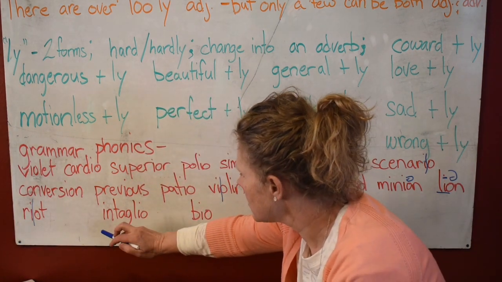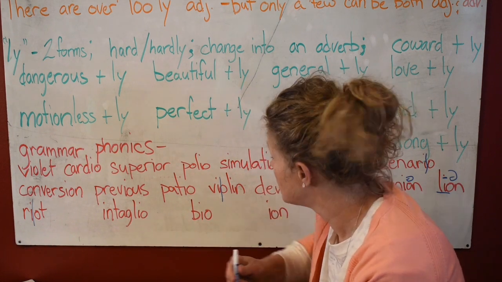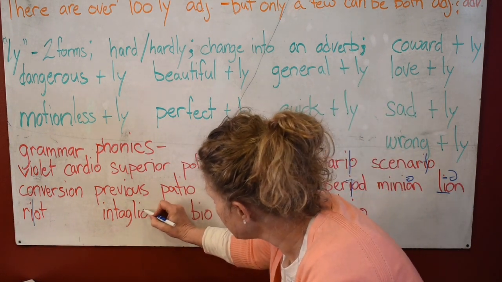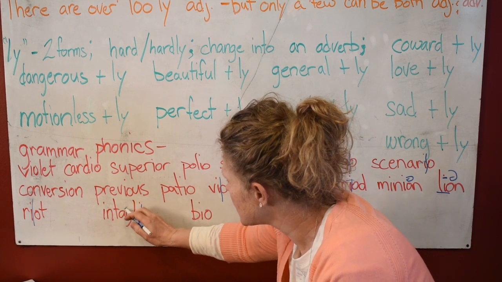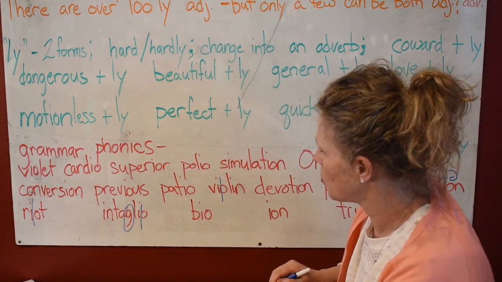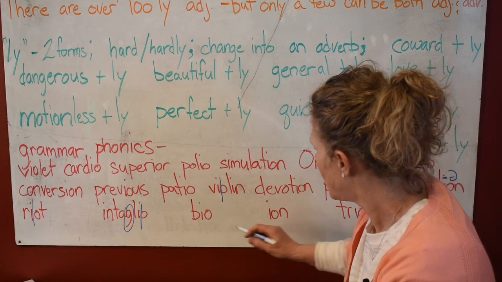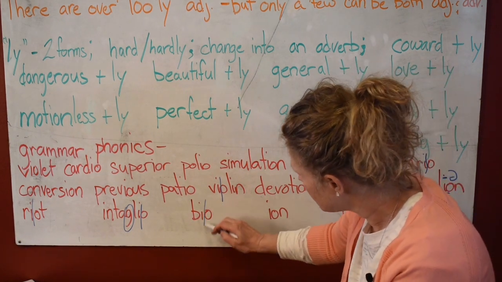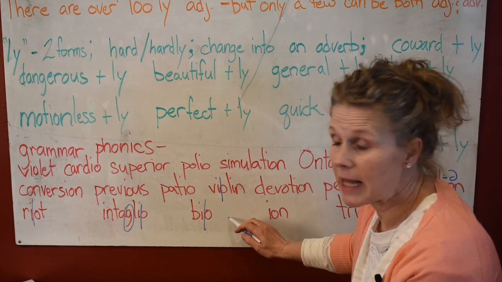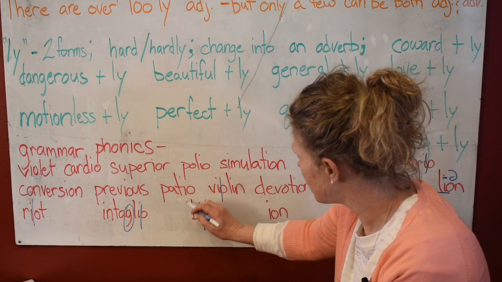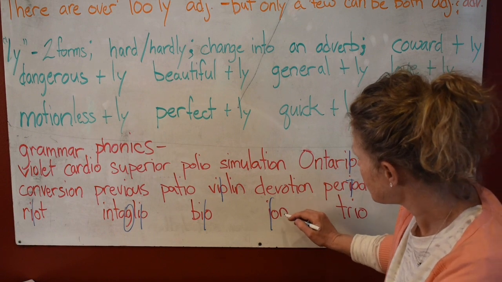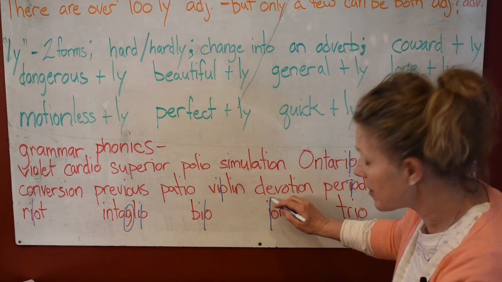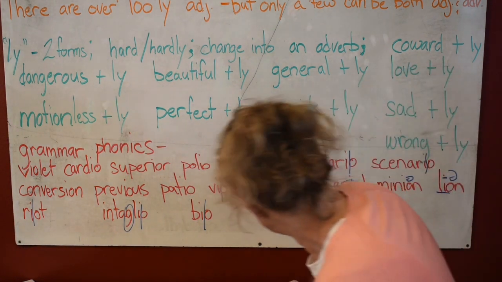So this right here says intaglio. And this is open, and it's saying E. But this G is actually silent in this word. Bio. This means life, and this is the very beginning. Ion. See how it's the very first, so it's going to say I.